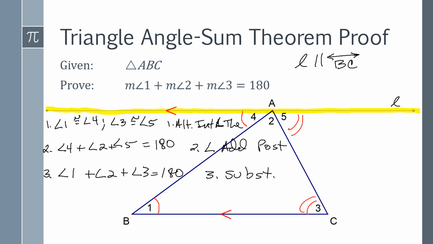So the number one thing is what? The sum of the angles of a triangle add up to 180. They always add up to 180.